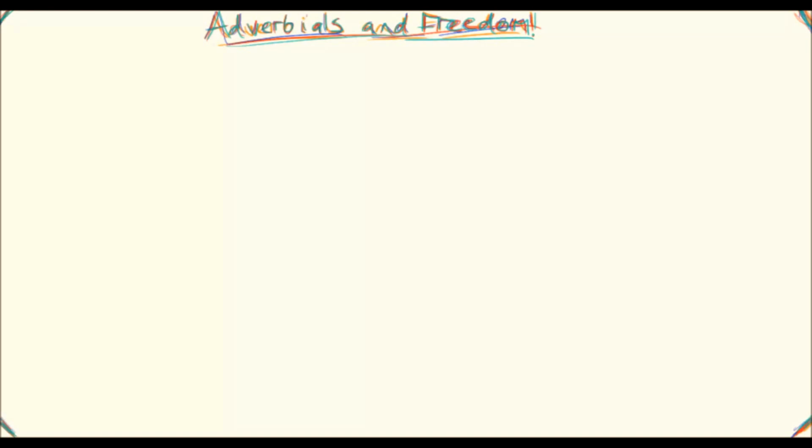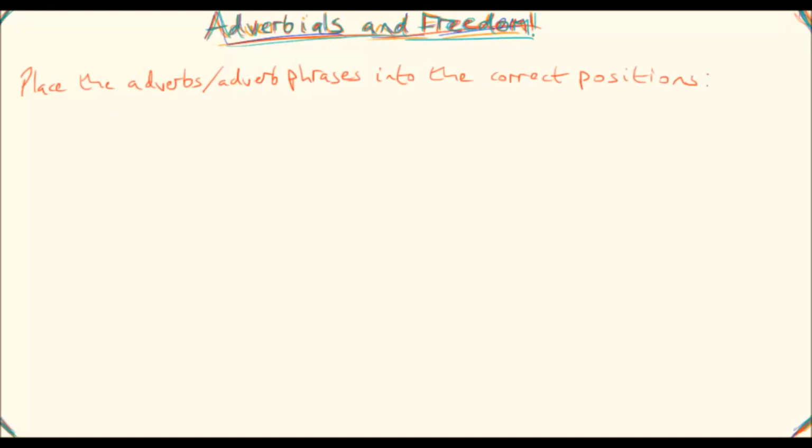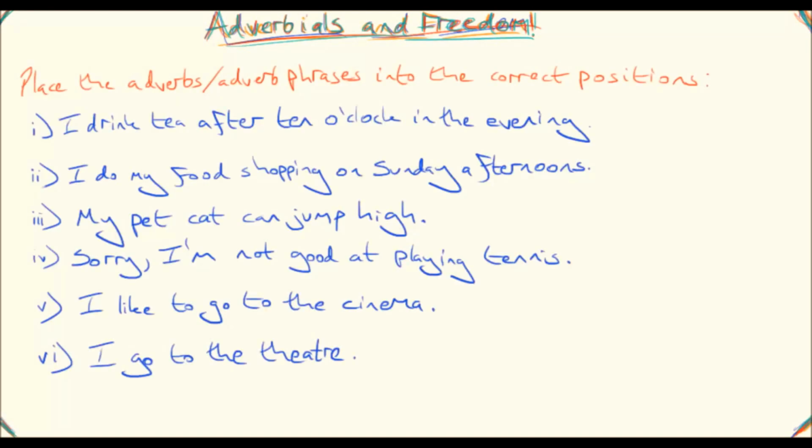Now, one of the first things that I'd like you to do with some of these adverbs is, well, let's have a look. I'd like you to place the adverbs or adverb phrases, by adverb phrase I mean a sequence of words which does the job of an adverb, but is more than one word. I'd like you to place the adverbs or adverb phrases into the correct positions in these sentences. And these sentences are in your study guides as well.